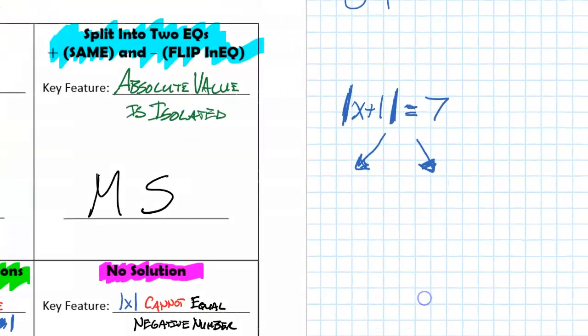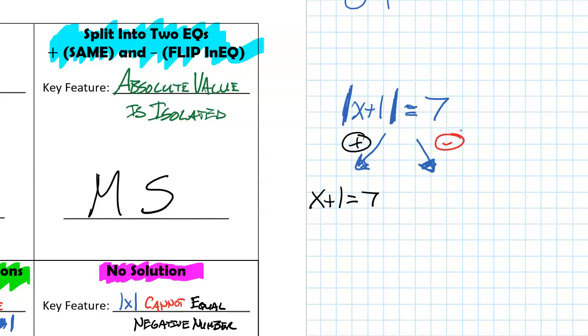In terms of splitting this into 2 equations, one of them is going to be the same, where we simply just copy the equation over without the absolute value bars. On our other, we're going to go ahead and flip this around. Now this says flip the inequality, but really what we're looking for here is we're just looking to change the right-hand side to its opposite. So this turns into x plus 1 is equal to negative 7. Where the left-hand side of the equation has stayed the same, however, the right-hand side has become a negative of whatever is listed there.